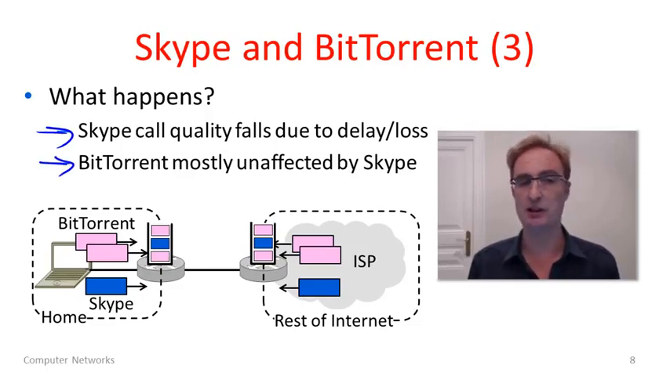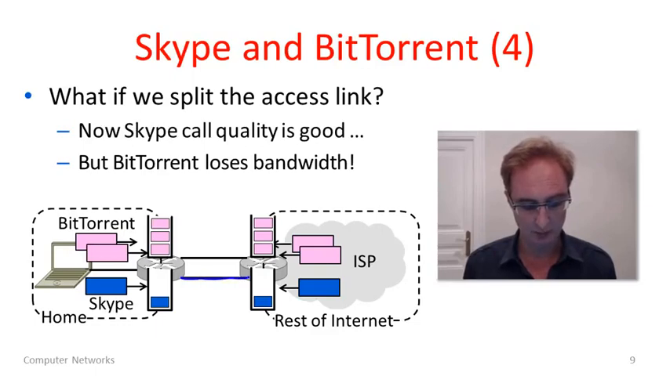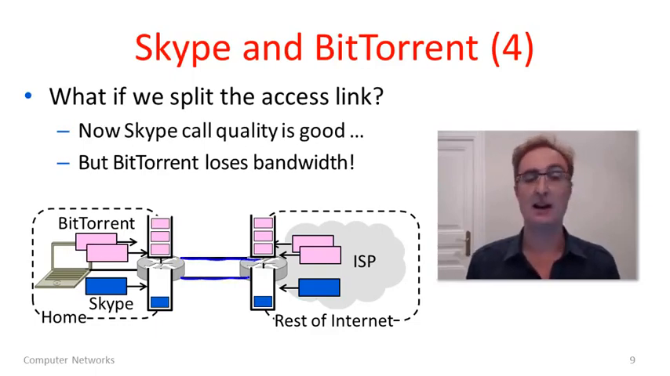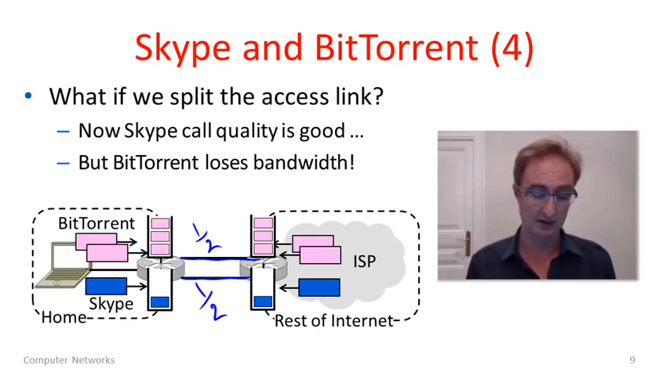BitTorrent, on the other hand, will be mostly unaffected. Skype will use a little bit of bandwidth, but it wasn't using much, so BitTorrent is actually doing pretty well. But Skype's not. So what could we do? Well, there's actually not too much we can do with what we've seen so far. About all we could do, since we've just seen routers and links, is add another link to the network. We could somehow split the access link into two different links, and for an apples to apples comparison, we'll say that each of them has half of the bandwidth. Could be some other fraction, but let's just say a half.